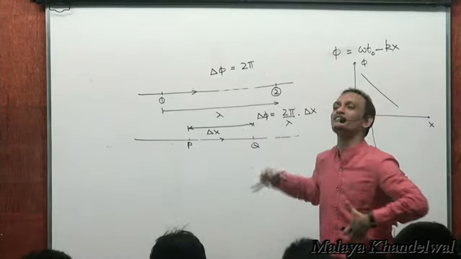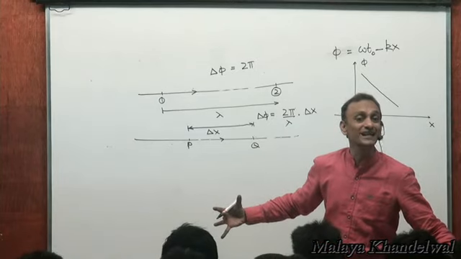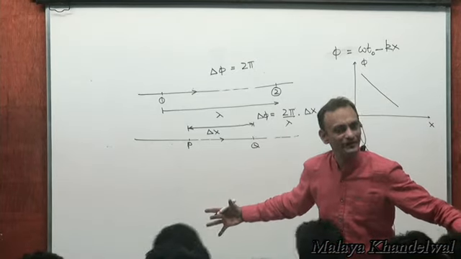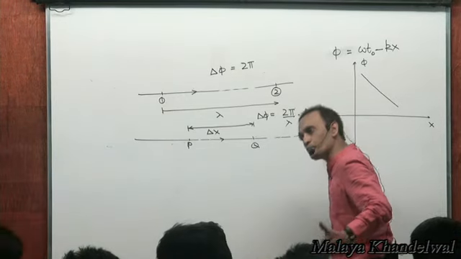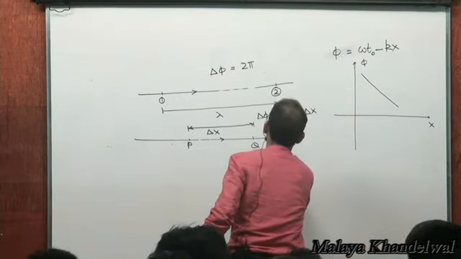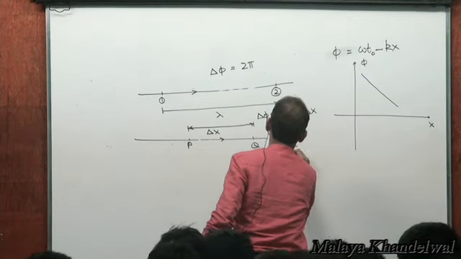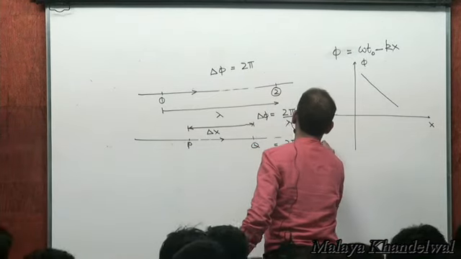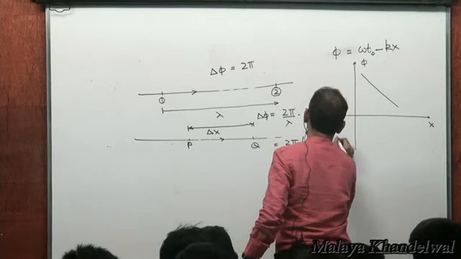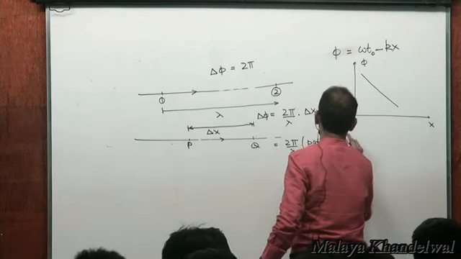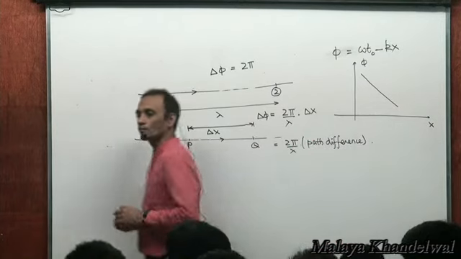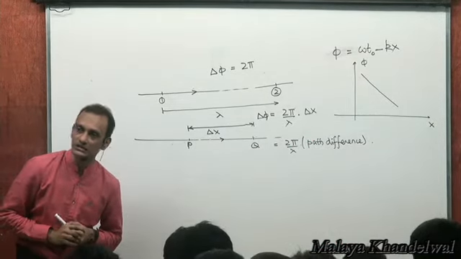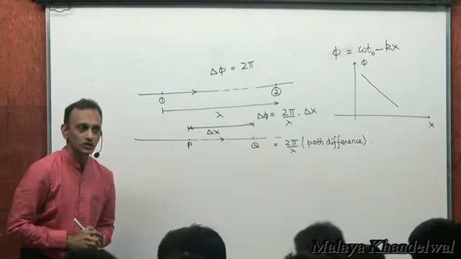Delta x is the path difference between the two particles. So phase difference is going to be 2 pi by lambda into path difference delta x. Clear? Is that okay?